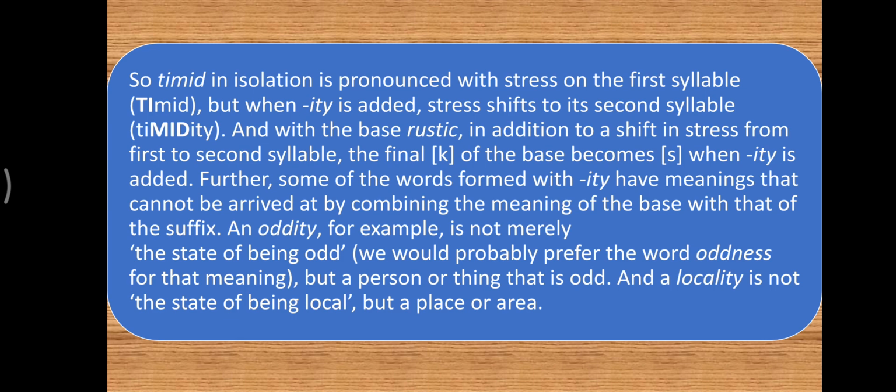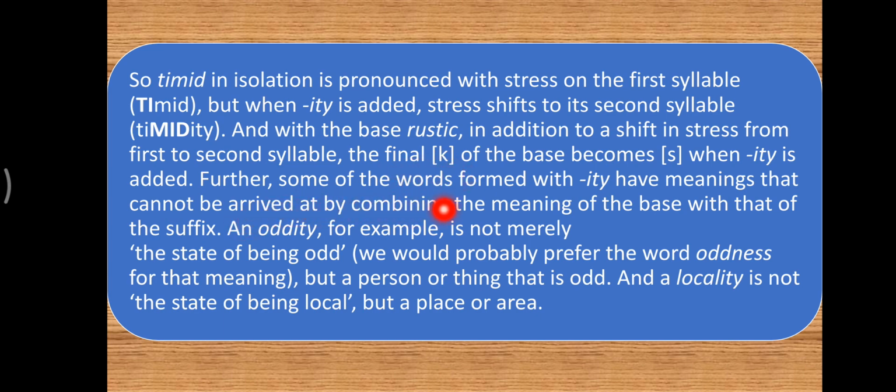while this is less transparent. And with the base rustic, the whole pronunciation changes: in addition to the shift in stress from the first to the second syllable, the final k of the base becomes s when ity is added. For example, we say rusticity. So the stress shift and the pronunciation are both changed. The k becomes s: rustic and rusticity.